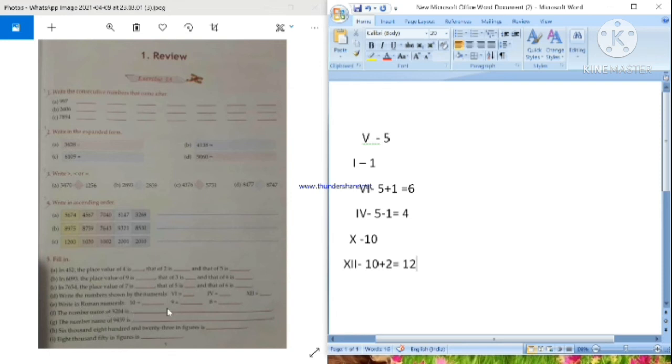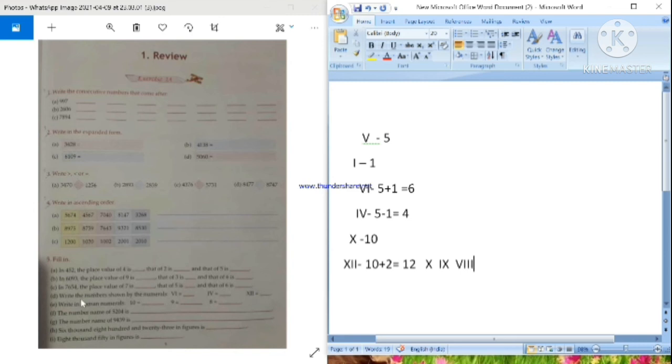We must all be aware of these simple numbers, because you have learned them in your previous class. For 10 we used to write X, then for 9 we used to write IX, then for 8 we used to write V and three I's, so it is 8.